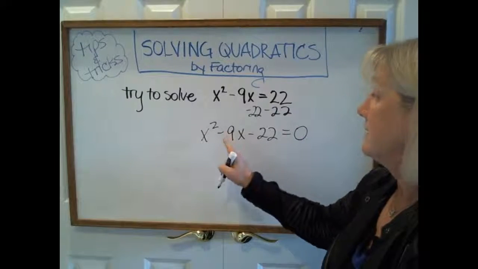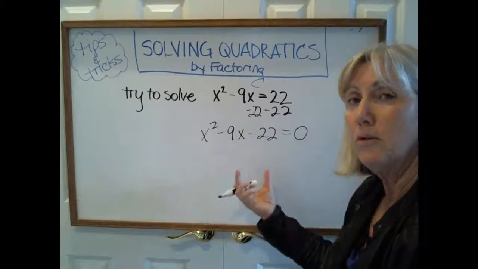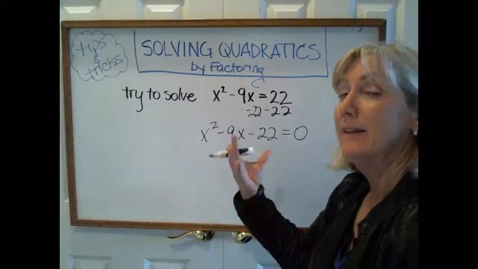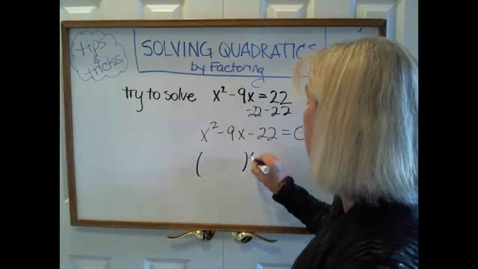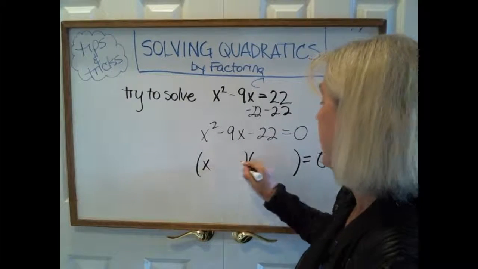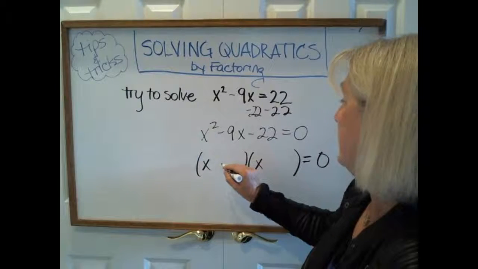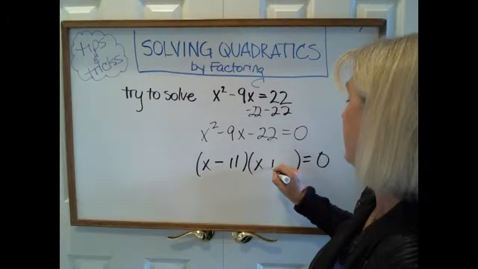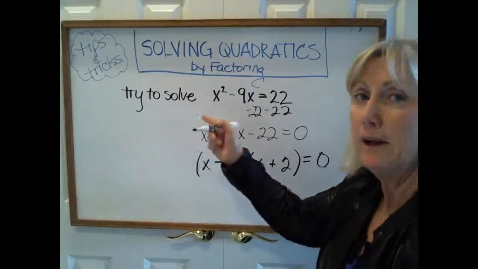And instead of terms being added and subtracted, we need to get this into terms that are multiplied. And that we do by factoring. That's why we've been factoring. So we know from our experience of now knowing how to factor that this factors as x and an x here, and it would be -11 and a +2.